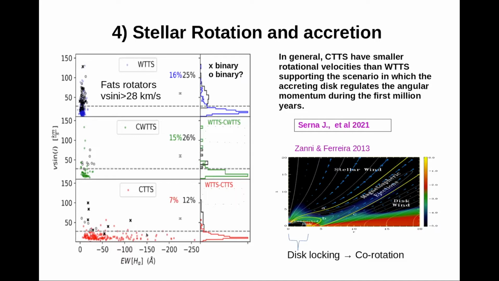So in general, classical T Tauri stars have smaller rotational velocity than weak T Tauri stars, supporting the scenario in which the activity in this disk regulates the angular momentum during the first million years. The numbers in this plot are the fraction of fast rotators for the entire sample and for the sample in which we remove the binaries and the probable binaries.